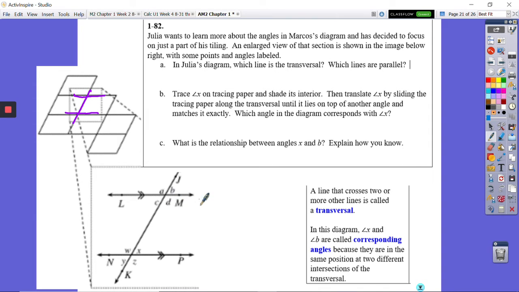Okay, so the line that is a transversal is this one. JK is what we would call that, because those are the letters on it that are not little. The lowercase letters are referring to the angles, and the uppercase letters are referring to the line. So this is a transversal.